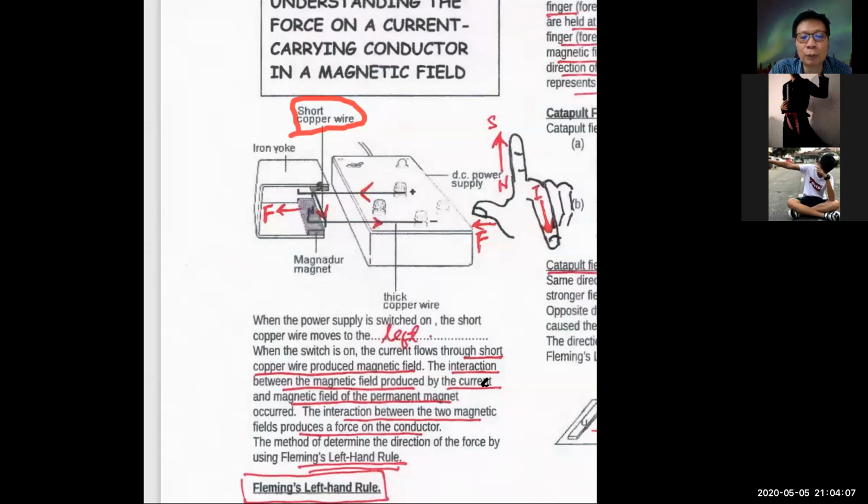The interaction between the magnetic field produced by the current and the magnetic field of the permanent magnet occurs. Then the interaction between the two magnetic fields produces a force on the conductor. This is the whole concept.